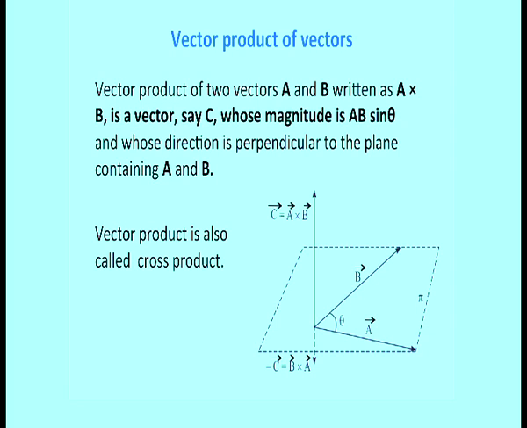It is also called cross product, as we write the vector product as A cross B. Hence, the vector product of two vectors is a vector quantity and the direction of that resultant vector is found out by right hand rule.